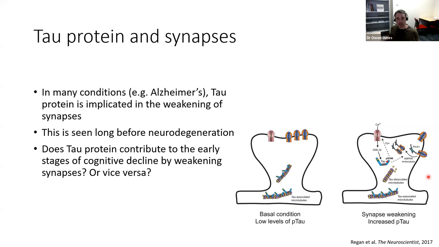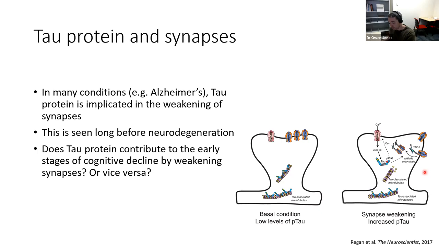Is it that tau itself is responsible for weakening the synapse? Or is it that when these synapses weaken naturally, that then gives you some kind of overproduction of tau protein, something like that? So there's a bit of a chicken or egg question here. Either way, it's very important to understand how tau protein is involved with the weakening of synapses.